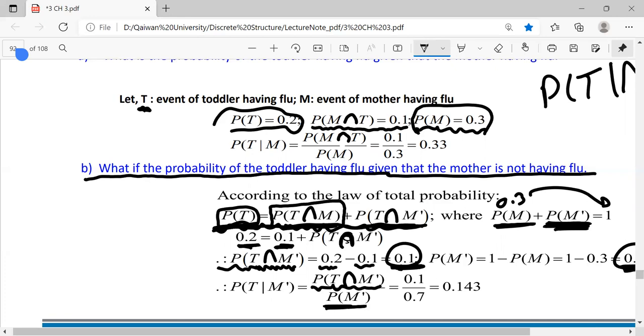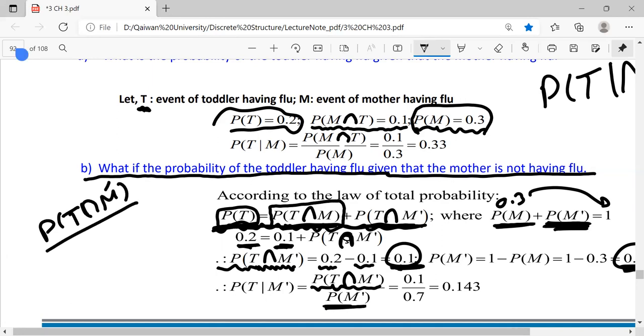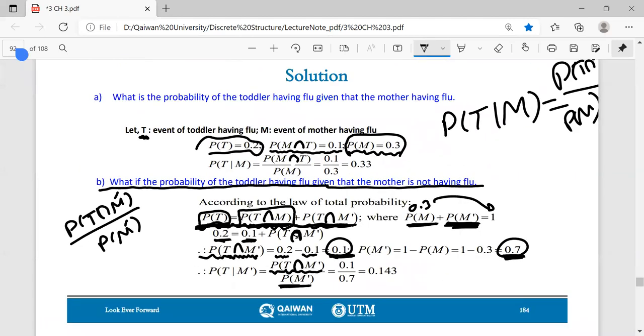Then we find the probability of mother having no flu, because the probability of mother having flu is 0.3, so 1 minus 0.3 is 0.7. Now we have the probability of toddler having flu and mother having no flu, and also the probability of mother having no flu. We divide these two: the above one is 0.1 and the below one is 0.7, which is 0.143. This is the result for this example.